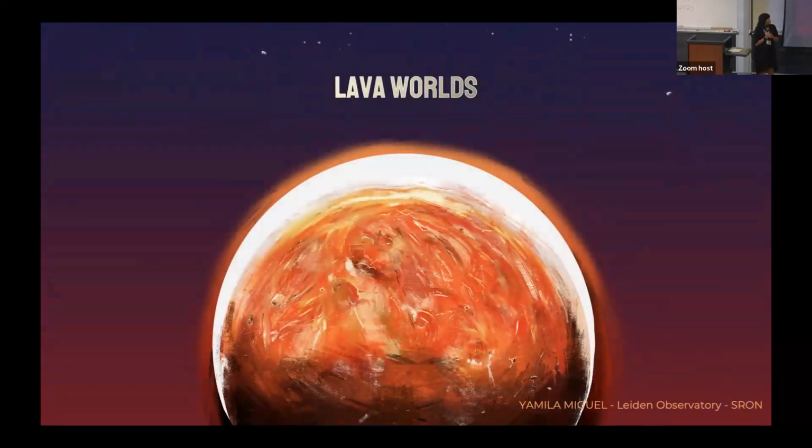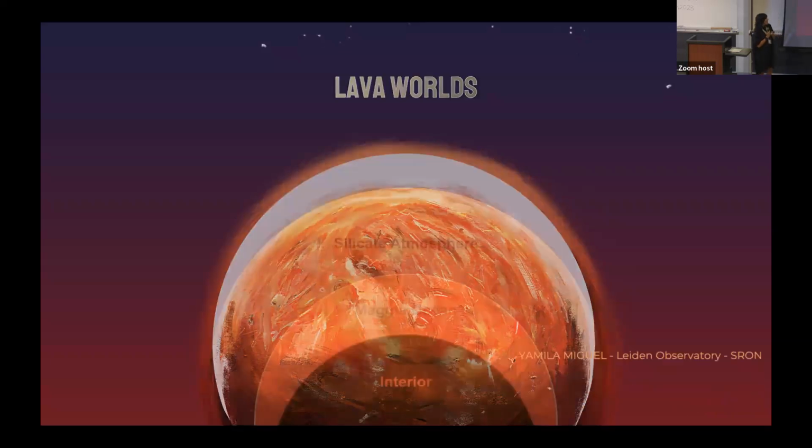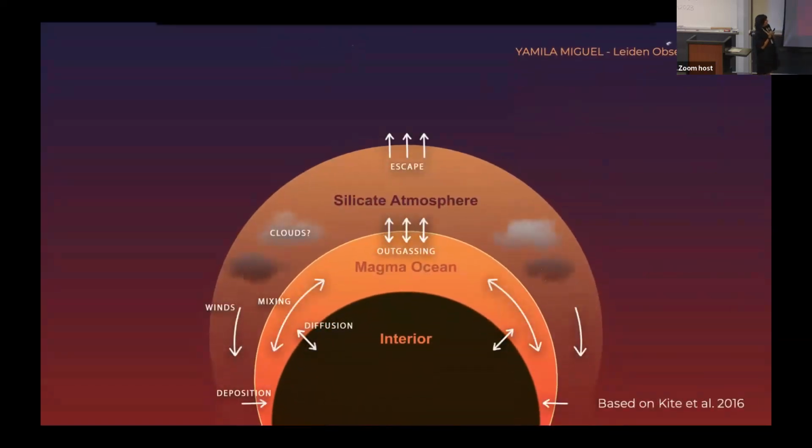Let me start with the lava worlds, and I really like these planets. They are just crazy, crazy things. Let me show you what we think. And again, this is a very big question mark. We will see. But this is what we think happens in these planets. This is a nice cartoon that one of my students made, but it's based on a paper by Kite et al., which was also trying to understand what happens with these planets.